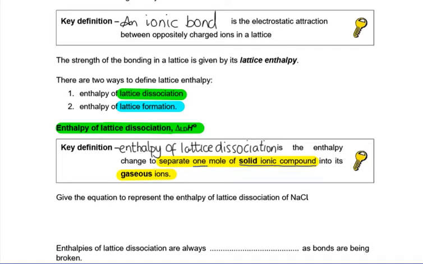So what I want you to do is pause this video and try to write an equation that will represent this definition for sodium chloride. So if we read it as if it was sodium chloride, it would be the enthalpy of lattice dissociation is the enthalpy change to separate 1 mole of solid sodium chloride into its gaseous ions. So pause the video and see if you can come up with that equation.